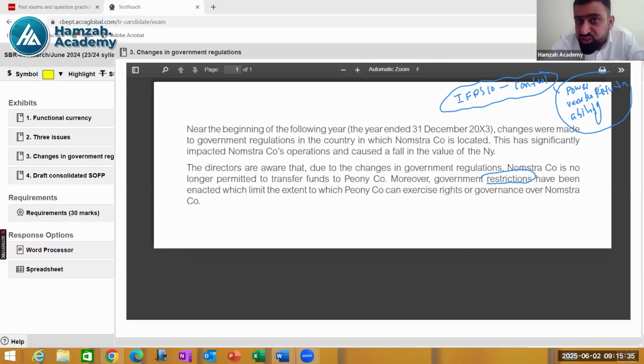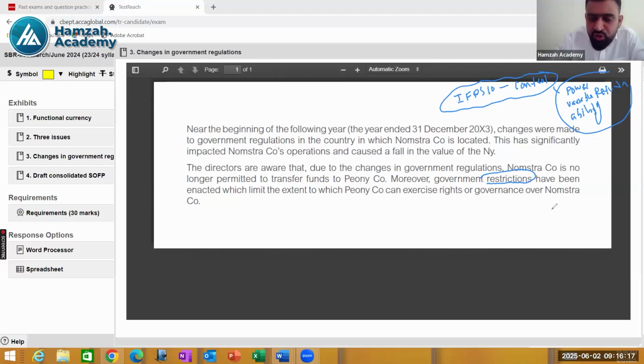But in X3, there are changes in a government regulation, due to which you are restricted to do certain things. One of the things is that the Numestra company would not be able to transfer funds to the parent. Now, as far as the fund transfer is concerned, it does not undermine the control. But the problem is that the government regulations have imposed restrictions on the P company to exercise its power over the subsidiary. Now, this is the matter of concern and worry, that due to this, you may have lost the control over the subsidiary.